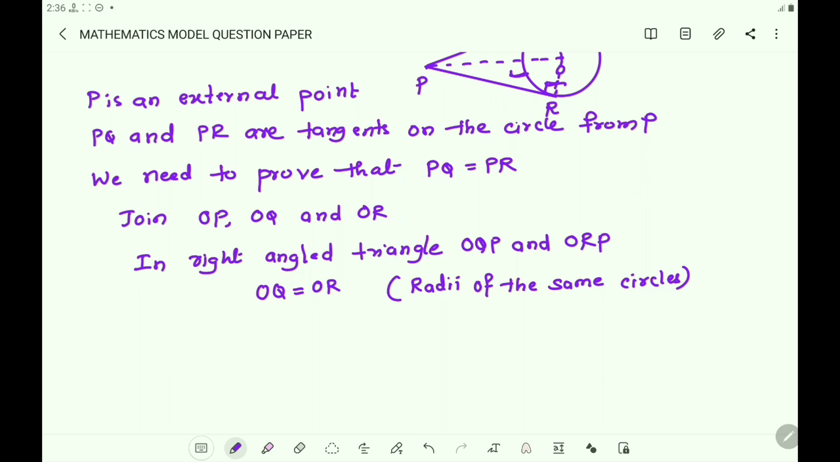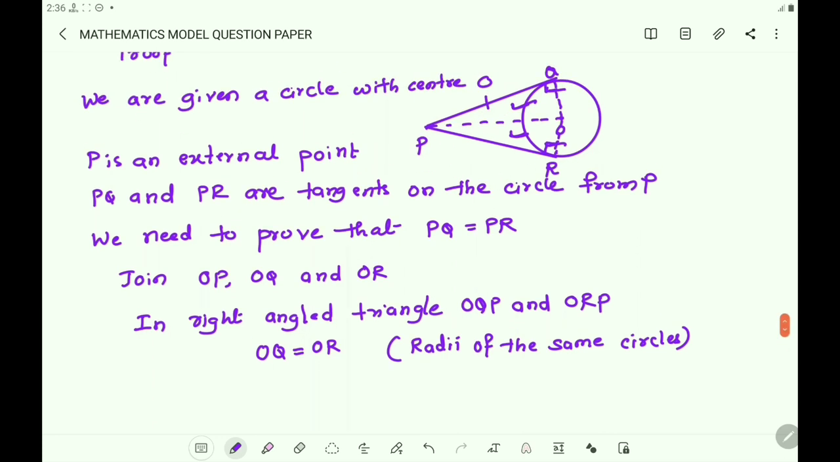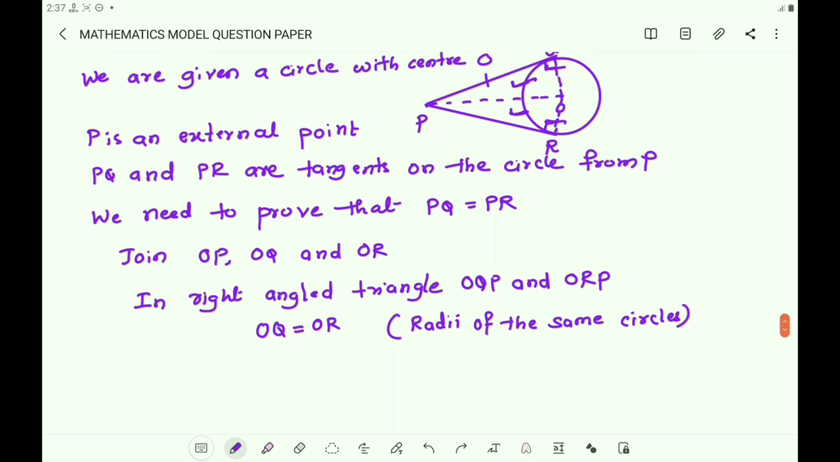And also OP equals OP, you can take here. Here you observe, this is OP. OP is the common side. It is a side of both the triangles. Triangle OQP and triangle ORP have the common side OP. Therefore, you can write OP is equal to OP. Write common.